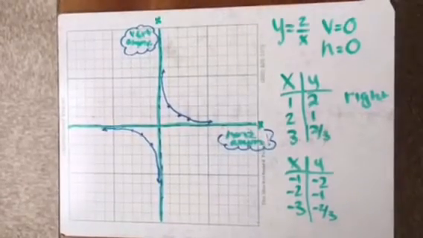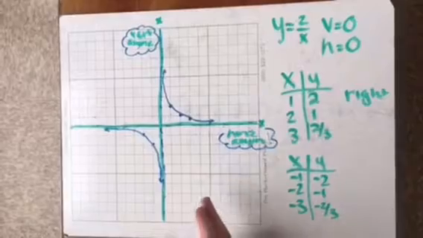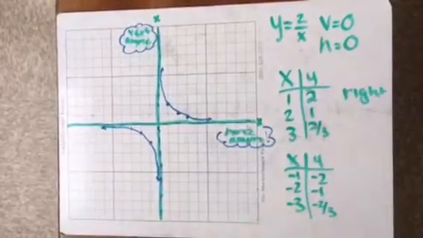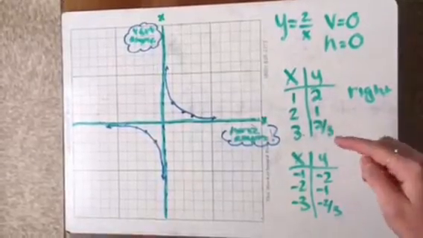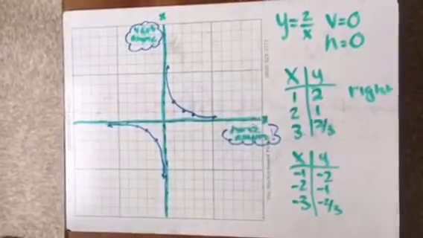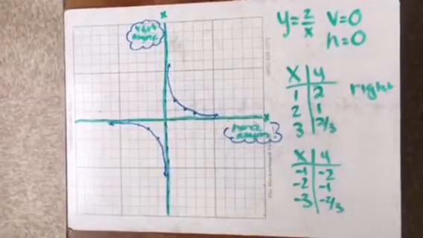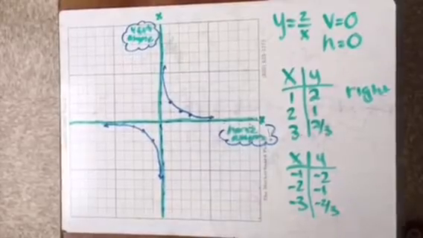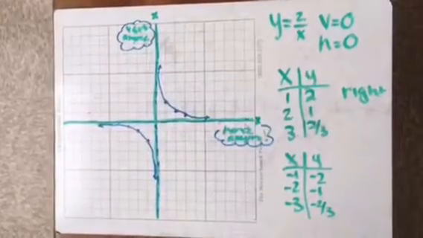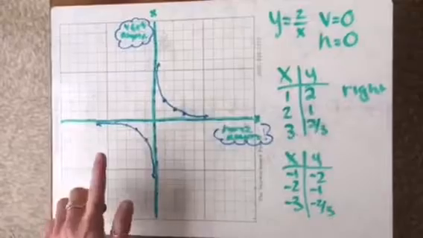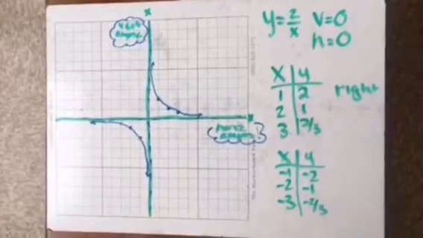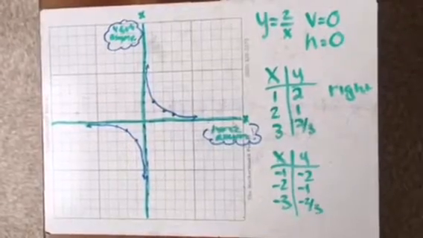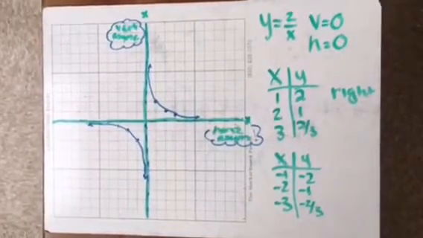Once you've made the x, y tables, you plug in the numbers to the right and the left of your vertical and horizontal asymptotes. So for this side we have 1, 2, 3 for x, and once you plug the numbers into the equation, you get y equals 2, 1, and 2/3. And for the next x, y table, we have to the left -1, -2, and -3. And once we plugged x into the equation, we got -2, -1, and -2/3.